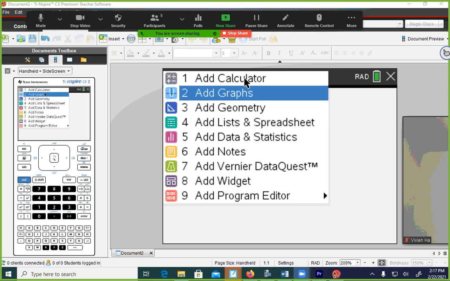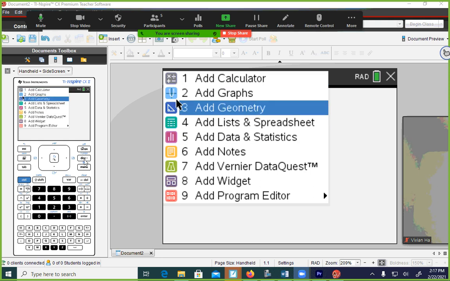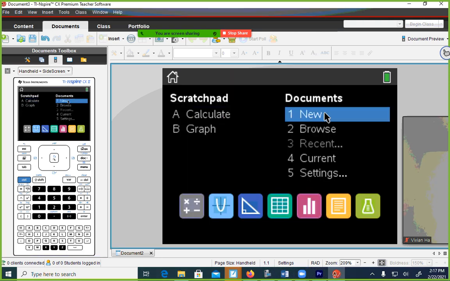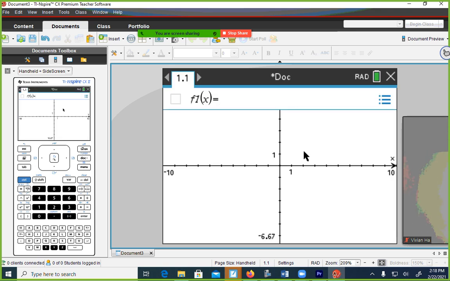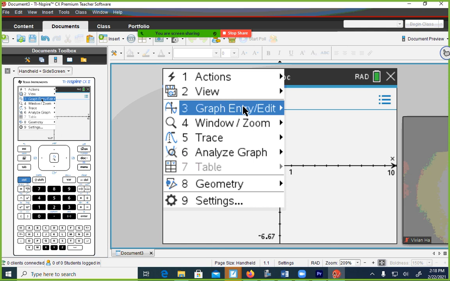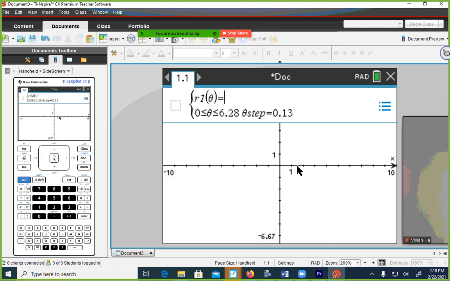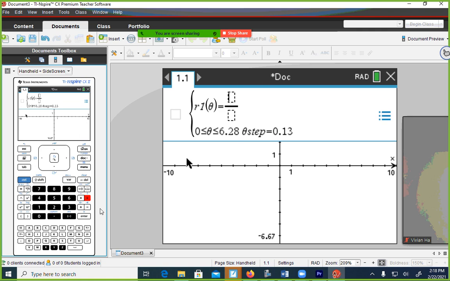Okay, you guys see it now? So I'm on a document. Make sure you're in a new document. You don't want to be on Scratchpad. I am going to add a graph. I am hitting menu because this is a polar function, so I'm going to graph in polar, yes?